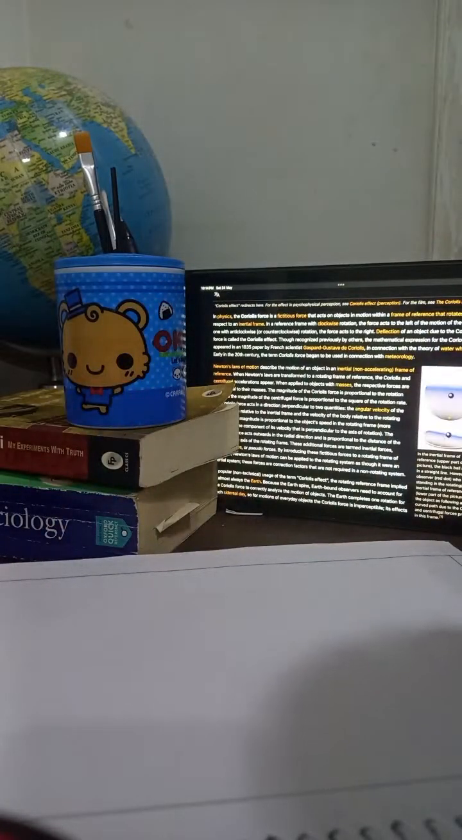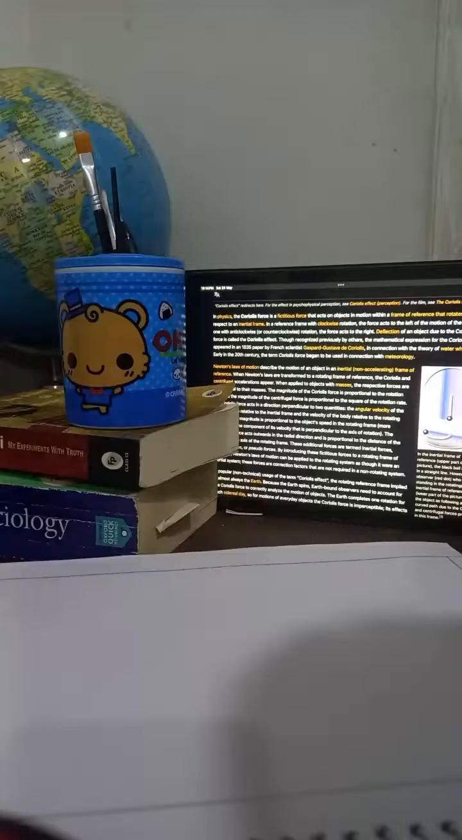It acts on objects in motion within a frame of reference that rotates with respect to the inertial frame. In a reference frame with clockwise rotation, the force acts to the left of the motion of the object. In one with anti-clockwise, or counterclockwise, rotation, the force acts to the right. So clockwise, the force acts to the left, and anti-clockwise, of course, the force acts to the right. Easy to remember.